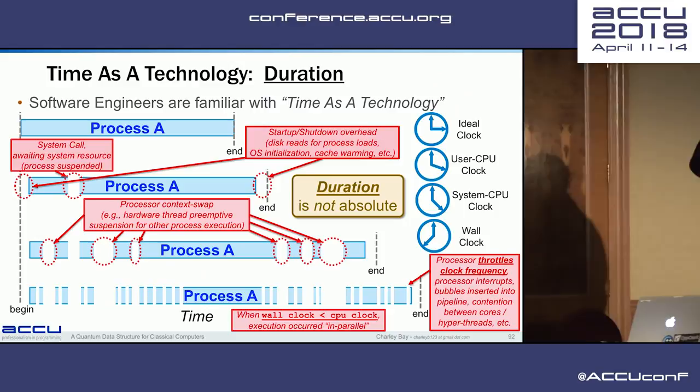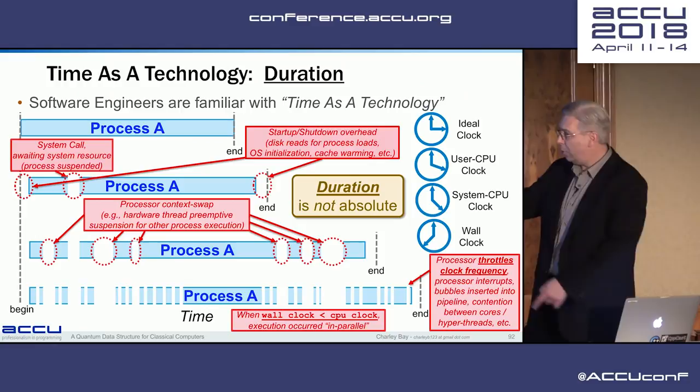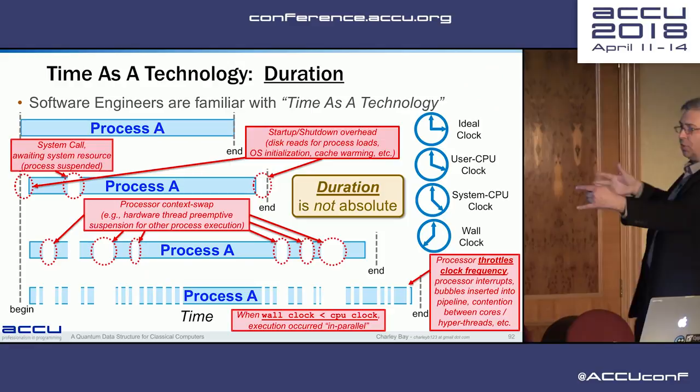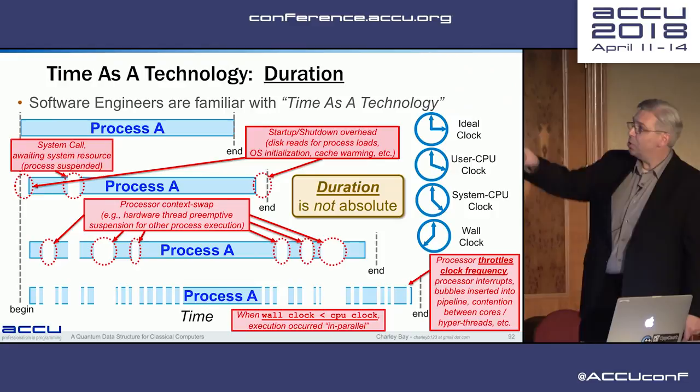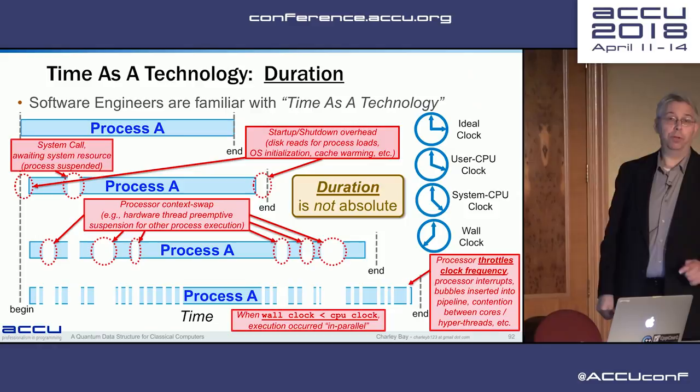Our CPU is throttling its own clock. And you have all these other funny little bubbles based on context and stack. And so your process is getting messed with quite a lot. And as it turns out, the wall clock can be less than the CPU clock because you might run things in parallel inside your process. So now we have all these clocks, and we're familiar with these clocks, and all the multi-threaded people live in this world. And this is well-trod ground.